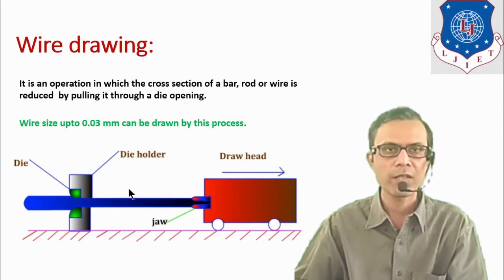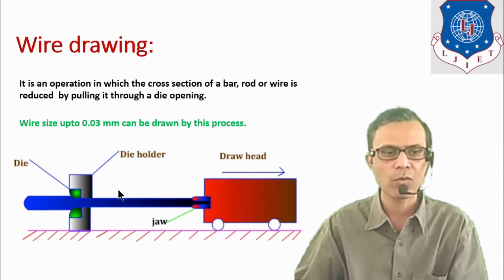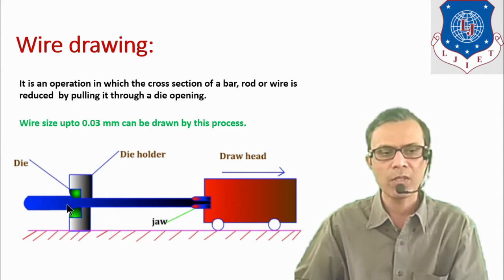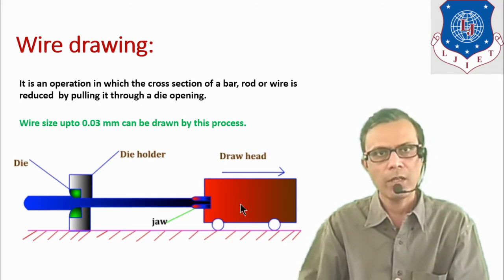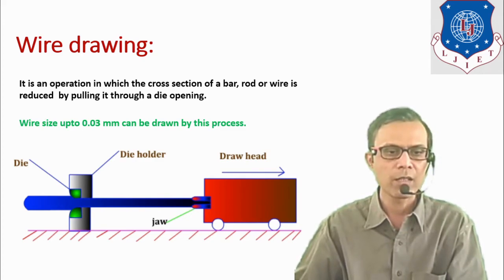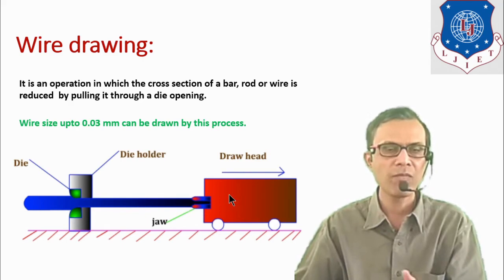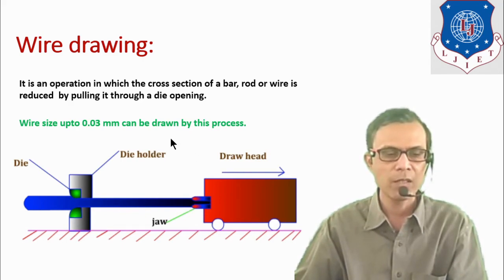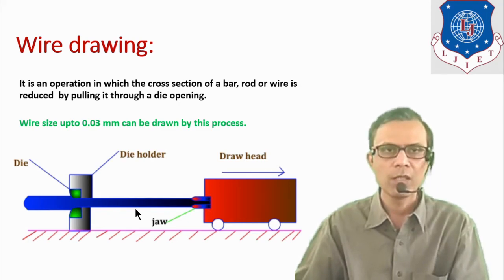Here the general setup for this wire drawing process is shown. This part is undrawn wire or tube. It is a die holder, and the die is shown by this green color. The front part of this undrawn tube is made pointed, and it is connected to the jaw, which is being pulled by the draw head. In the next step, this wire will be pulled continuously and it can be wound on a reel. That way we can produce the required size of the wire.